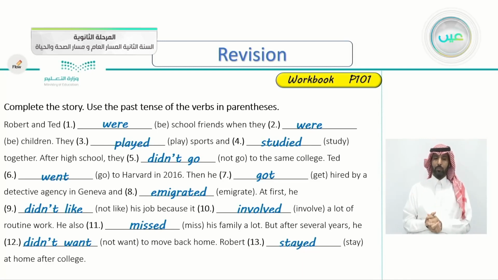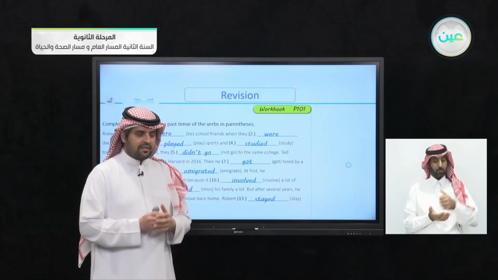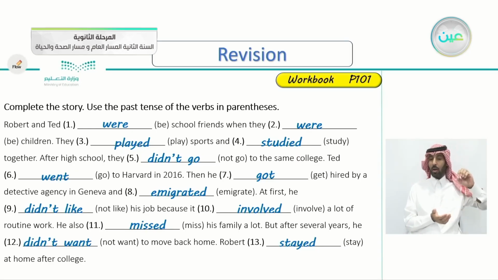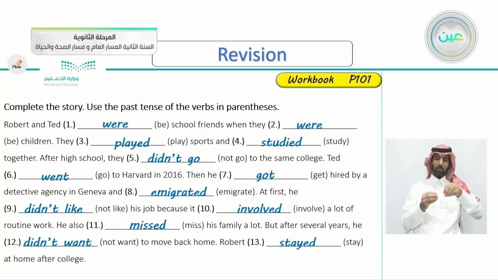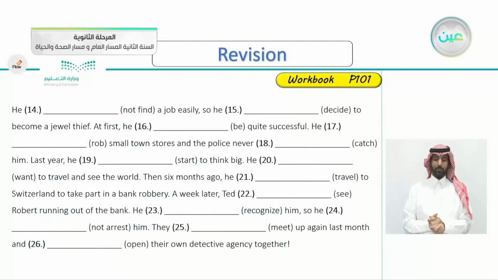Stayed. We just added ed. We didn't remove the y because, yes, that's correct, because what comes before the y is a vowel. If there's a vowel before the y, we don't remove the y, we just add ed. Unlike study here, before the y there's a consonant, that's why we removed the y. So let's continue here. He not find a job easily. Very good. He didn't find a job easily, so he decided to become a jewel thief.